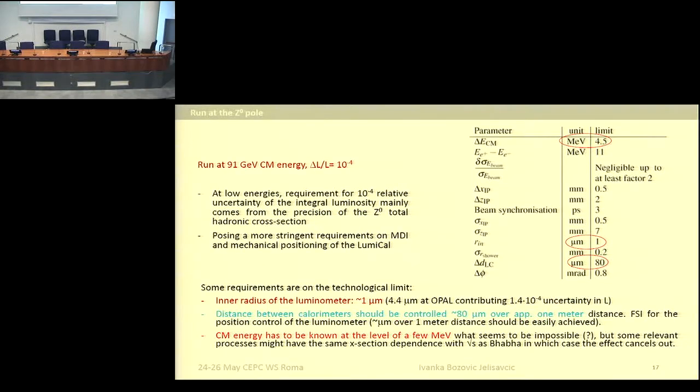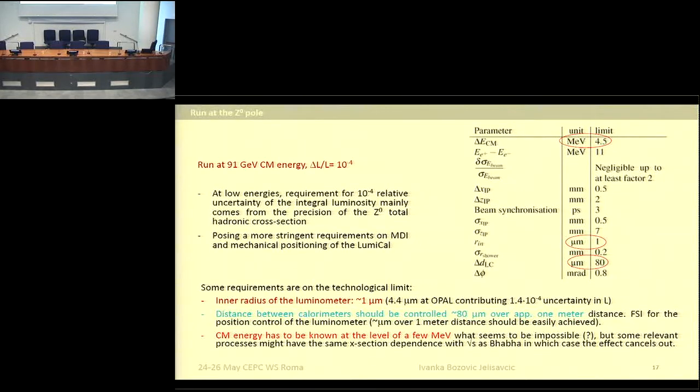At the Z0 pole, it is, of course, more complicated, and there, inner radius should be controlled at the level of 1 millimeter. It was 4.4, and at the Z pole, we learned from colleagues from FCC, it's 2 millimeters, so basically this is the order of magnitude we should take into account. Distance between calorimeters should be controlled at the 80 microns level over 1 meter distance. This is something that should not be a problem.